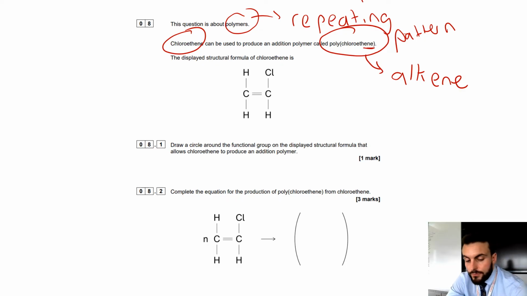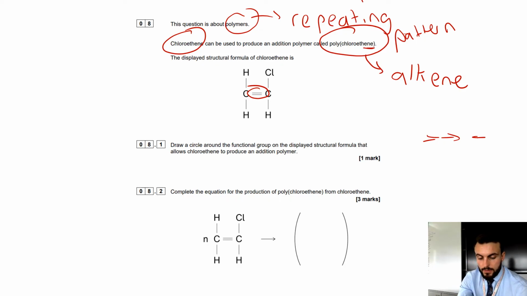Draw a circle around the functional group that allows it to produce an addition polymer. So remember, for these alkenes, it is the double bond that becomes a single bond that allows it to repeat the pattern again and again and again. So you just need to circle the double bond in the middle. The bottom one, complete the equation for the production of polychloroethene from chloroethene.